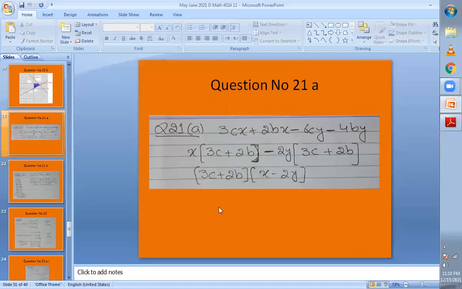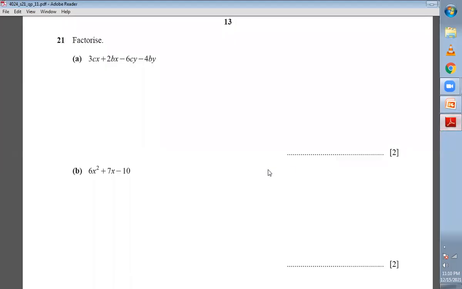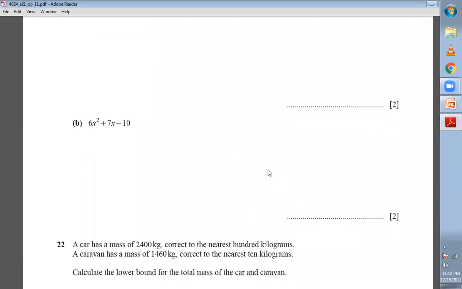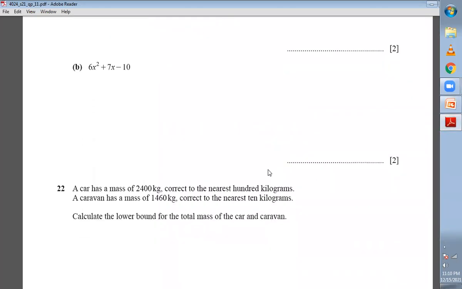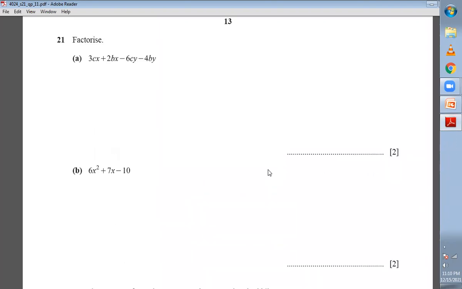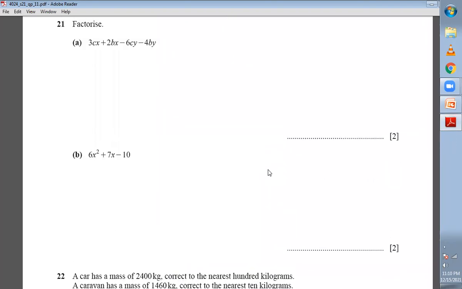Hopefully you understand. Okay, so the next question is question number 21, B part. The question is: factorize 6x squared plus 7x minus 10. So I will multiply these 2 extreme terms. I will get 60. I will write the factors of 60, and I will have to choose that pair, because with the third term, a negative sign is shown. So I have to choose the pair which by subtraction will give you positive 7x.